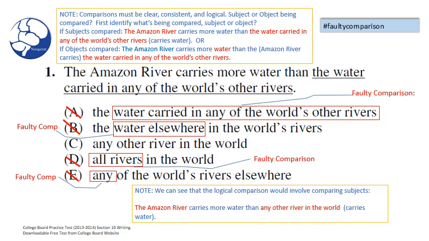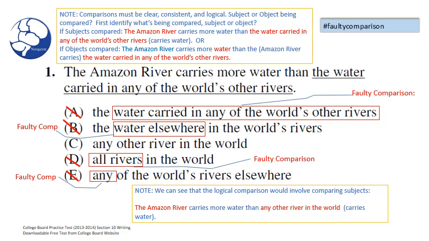So if E were to read any other river of the world, or any other river in the world, then it would be correct. But we don't know what's being compared here. It's not clear. And if you look at our note up top again, comparisons must be clear, consistent, and logical. But because there is no noun that follows any, this comparison becomes unclear. Okay. So we're going to have to choose C. C has to be the answer.